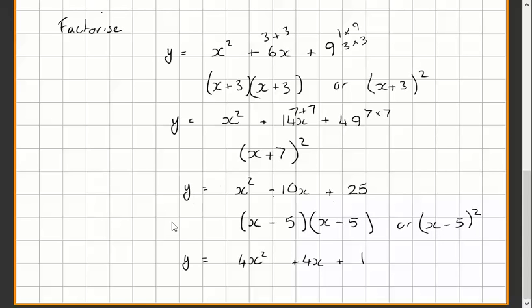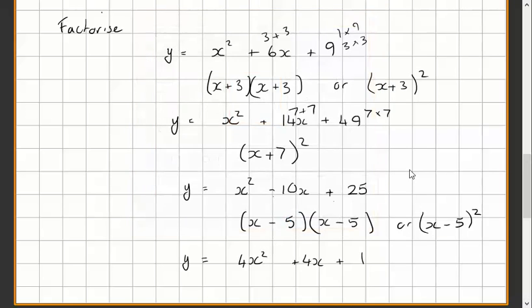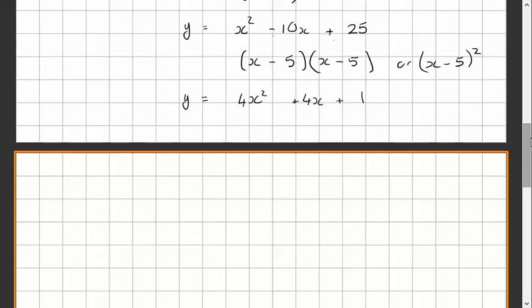Right, the final one is a little extension to what we've done before. So we've got two sets of brackets. What makes 4x squared? 2x times 2x will make the 4x squared.